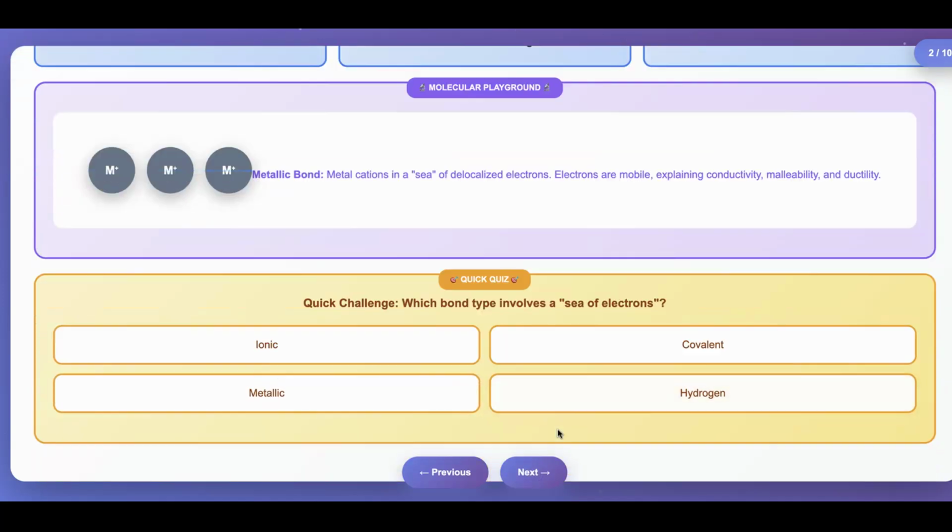Can you answer the quiz? Which type involves a sea of electrons? Yes, it is the metallic bond.